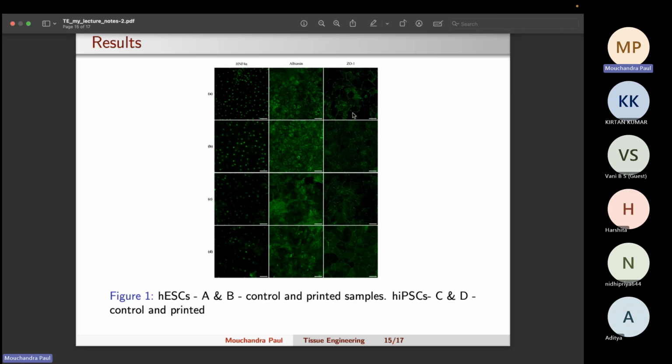So ZO is used for marking the morphology, right? Albumin is secreted in the cytoplasm, that is, when the cell cytoplasm lights up.